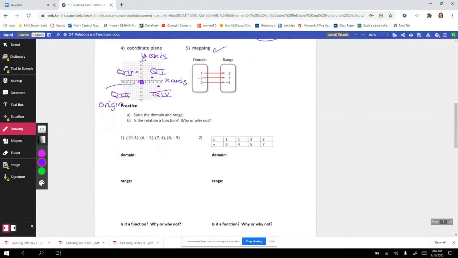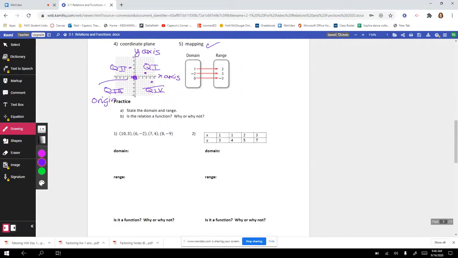All right, so now we're gonna practice some. So we're gonna state the domain and range, and then we're gonna decide if it's a function, why or why not. Okay, so in my first example, I have ordered pairs. So remember, my domain is all of my X values, and I'm gonna state them in ascending order. So my 6 comes first, then my 7, then 8, and then 10. And that's how I state my domain, and the little brackets that I use. Now, if I'm gonna do my range, I'm looking at 3 and -2 and 4 and -9. So again, I want to state that in ascending order. So -9 comes first, and then -2, and then 3, and then 4.